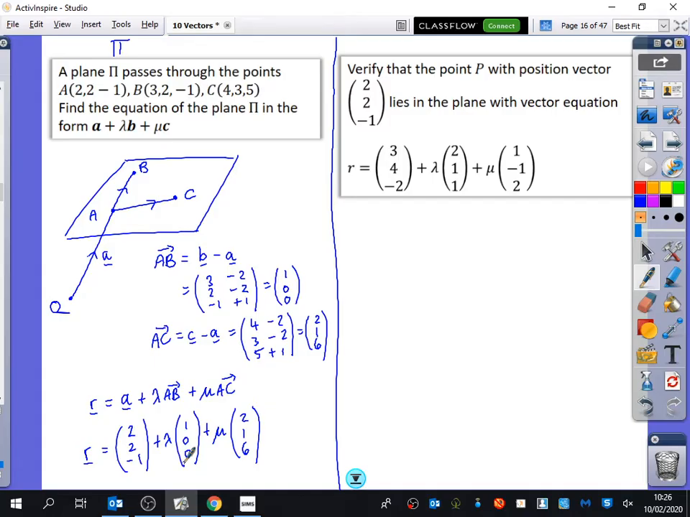Okay. So we're going to verify that P lies on the plane with this equation that we've got here. So I'm going to make this thing equal to this thing to show that it's on the plane. So I have 2, 2, minus 1. This is kind of the only chance we might ever write these things together. But we've got 3, 4, minus 2, plus 2 lambda, plus lambda, plus lambda, plus mu, minus mu, plus 2 mu. And I can't think I've ever seen a question that looks like this.